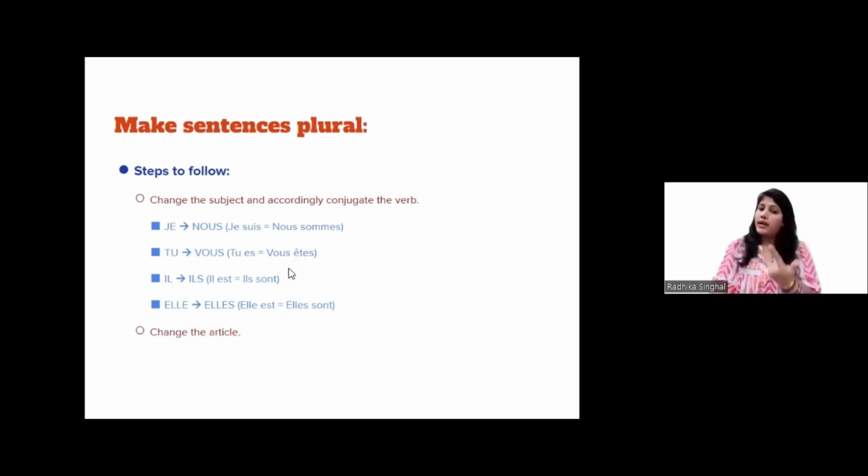Next, you change the article. A or une becomes des. And last, you change the noun as per the rules we learned. Easy, right? So now you have learned the rules on how to make sentences plural. So let's get back to our exercise.